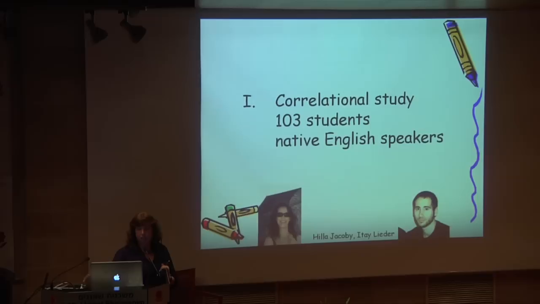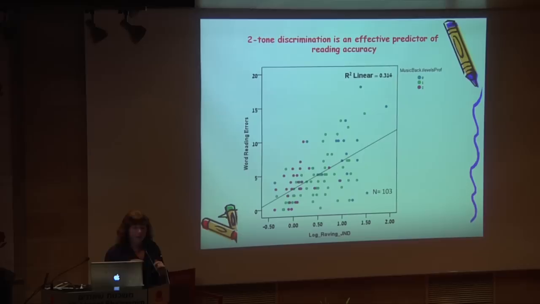We had a large group that we studied, and we looked at to what extent the two-tone discrimination ability can predict, and these are individuals with no specific difficulty, general population of students who come to Israel to study Hebrew, and we test them on two-tone discrimination. And what we see is that overall, how they do in the random demanding task, two-tone discrimination, is very nicely, this is R square, correlated with the accuracy of their reading.